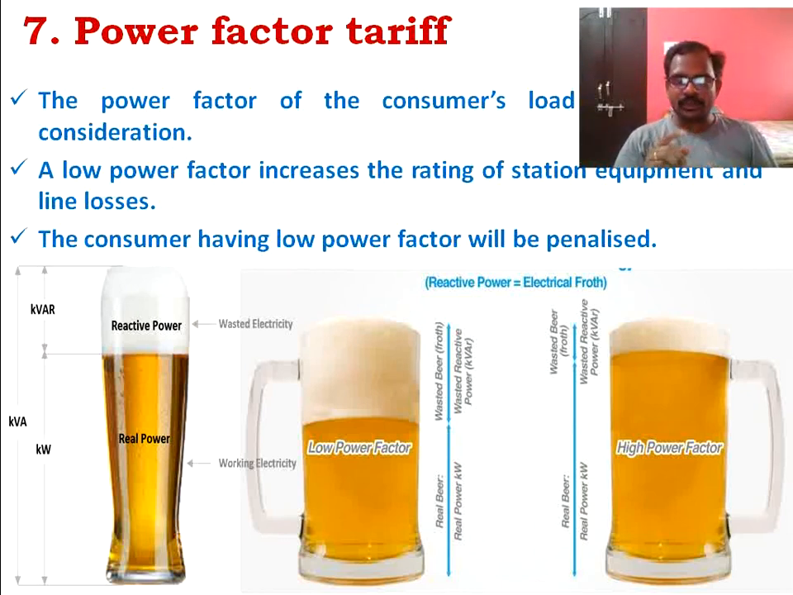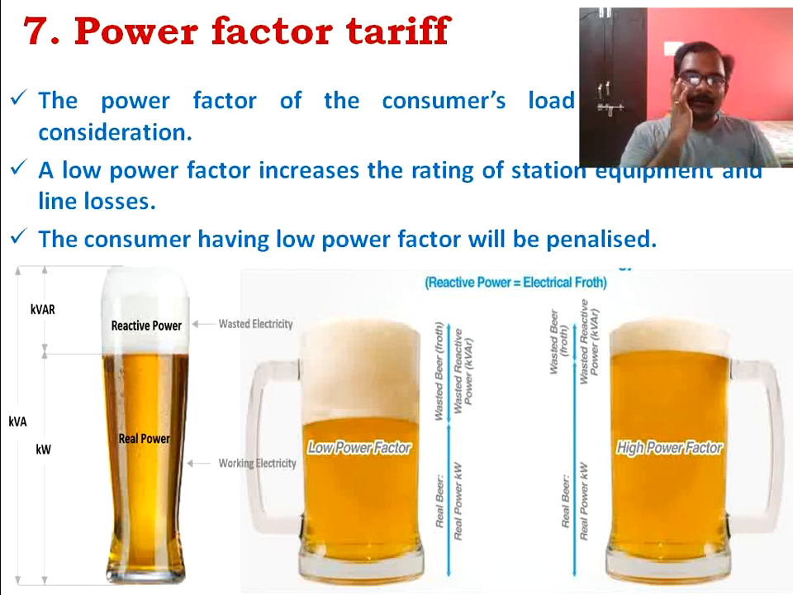Therefore, S is equal to square root of P square plus Q square. S is given in terms of kVA. So kVA equals square root of kilowatt square plus kVAR square. High power factor means less reactive power. When there is less reactive power, it is advantageous to the system. Low power factor means more reactive power. More reactive power means it is not a useful power.